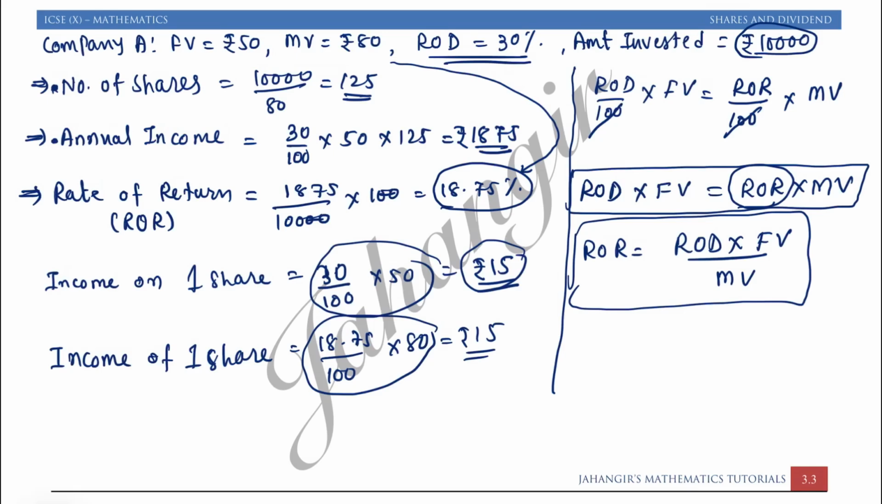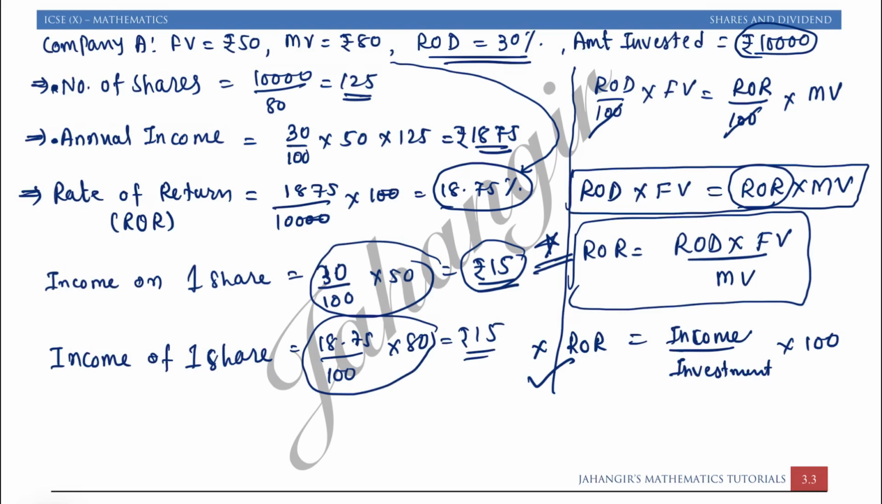Okay, so just avoid the formula for ROR as income upon investment into 100. Avoid this formula. This formula is correct, but I would like you to avoid it and use the ROR formula in each and every question wherever you want to find ROR.